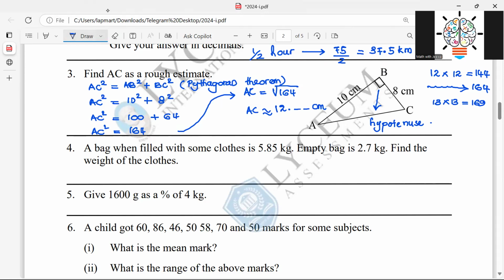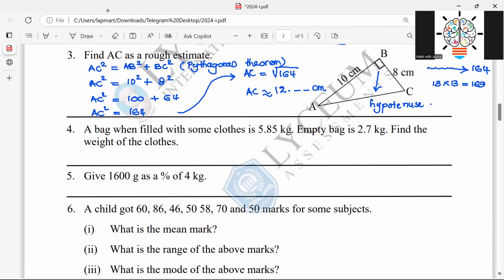Okay. So then the next one: a bag when filled with some clothes is 5.85 kilograms. Empty bag is 2.7. Find the weight of the clothes. Very simple question. So then here they check your decimal knowledge. The total weight is 5.85, the bag's weight with the clothes. But empty bag, that means without the clothes, is 2.7. And we want to find the weight of the clothes. This is how we find.